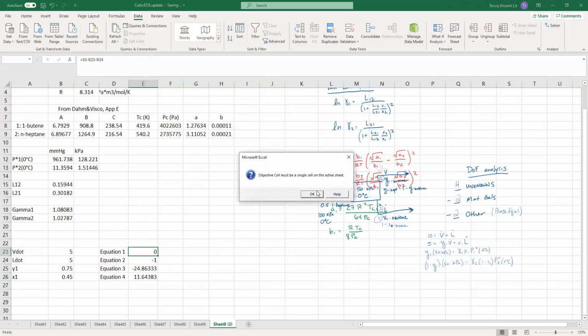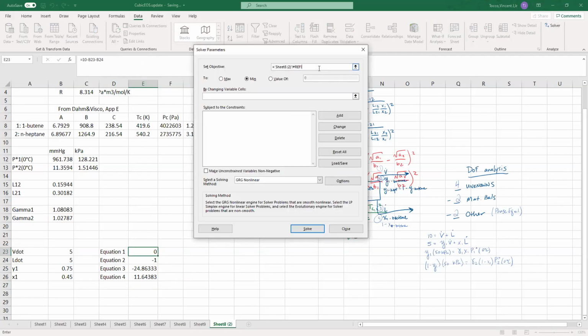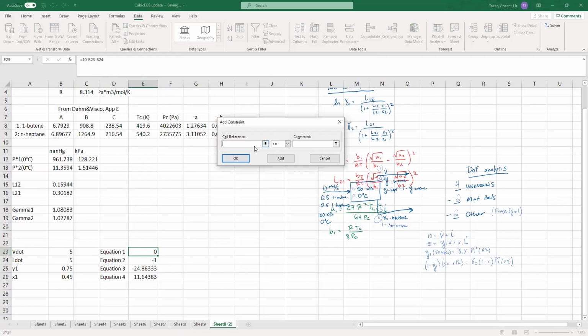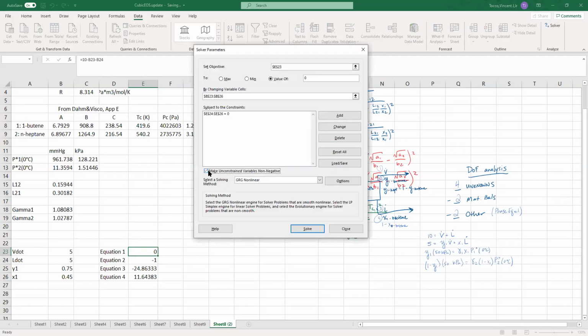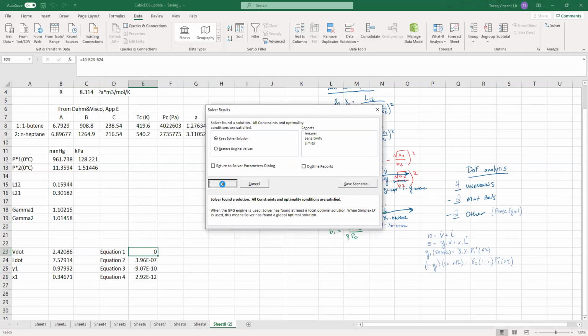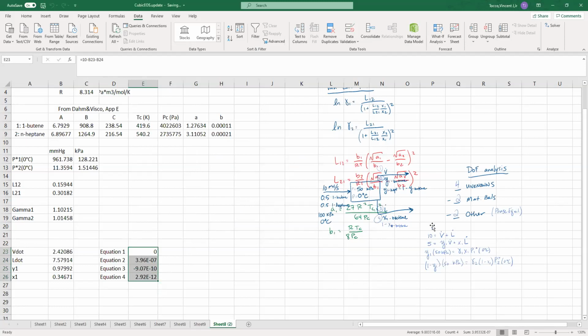All right, Data, Solver. Objective must be a single cell. I didn't put anything yet. Okay. Huh. I wonder what that was about. Okay, so my objective, I'm going to set equation 1 to a value of 0 by changing variable cells of my 4 variables, subject to the constraints that these 3 must all equal 0. Okay, and do not make unconstrained variables non-negative. Crunch it, Solver. All right, so it's got all of my equations roughly equaling 0, which is good because I brought everything over to the other side. Let's see what values I end up obtaining.